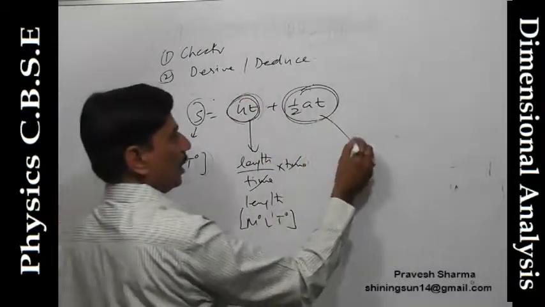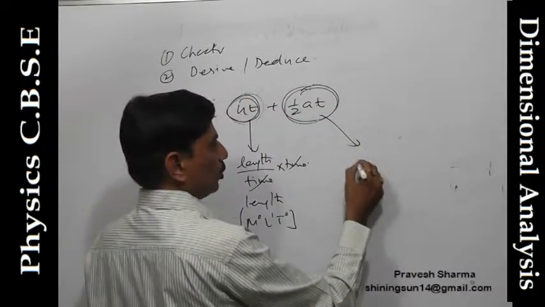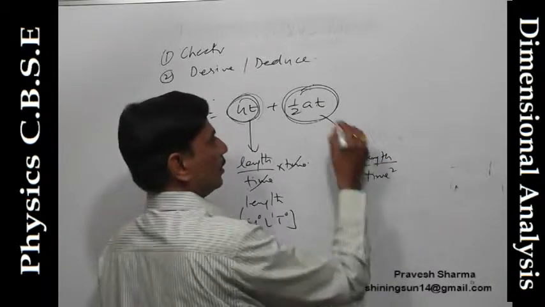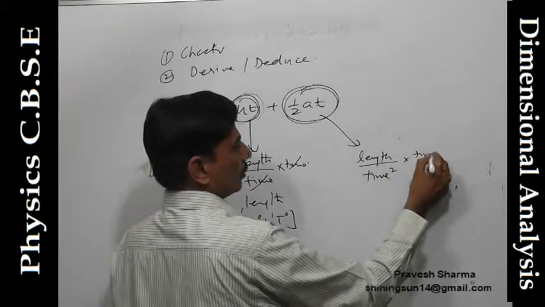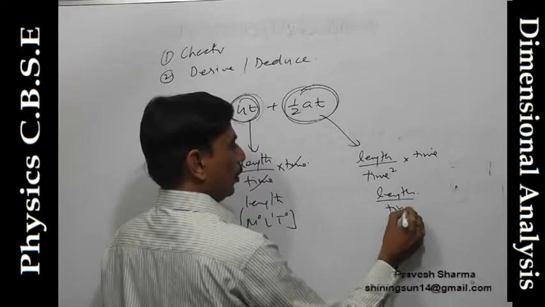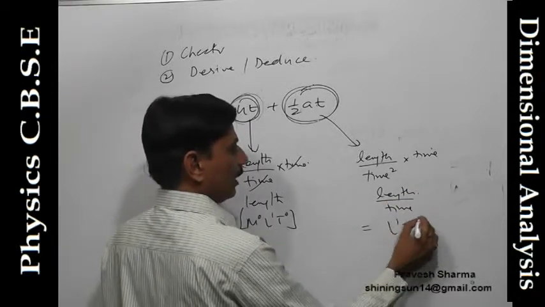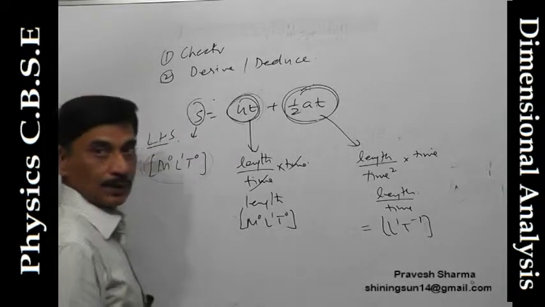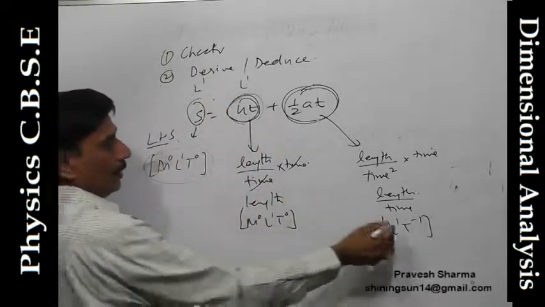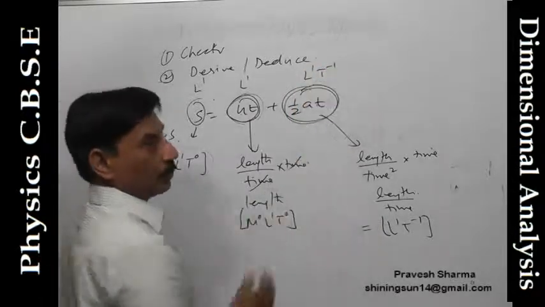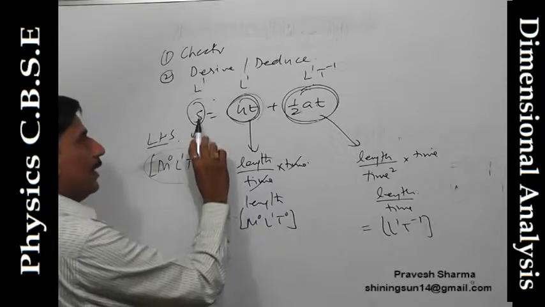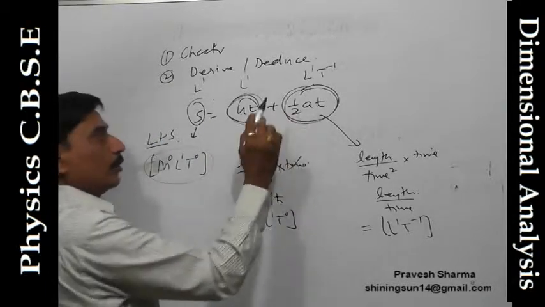Now come to this. Half is a constant. We are not bothered. Acceleration is length upon time square, into time. So this comes out to be length upon time, so this is L1 T minus 1. So now its dimension comes out to be L1, whereas this is coming out to be L1 T minus 1. So is it a correct formula? No, this is not a correct formula. Why? Because if this is L, this should also be L, and this should also be L.